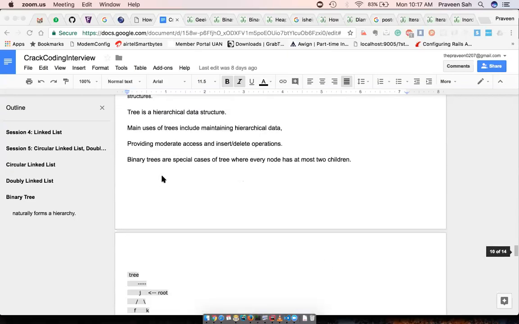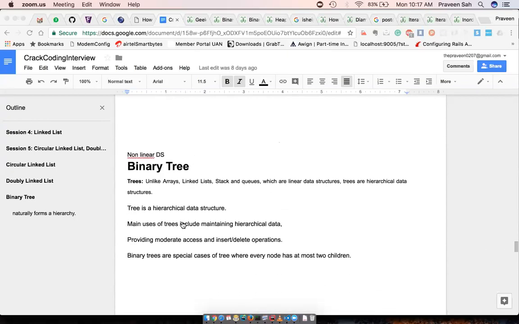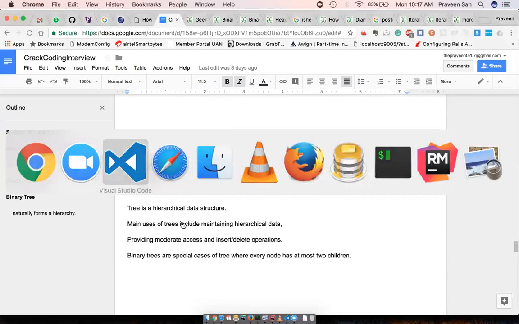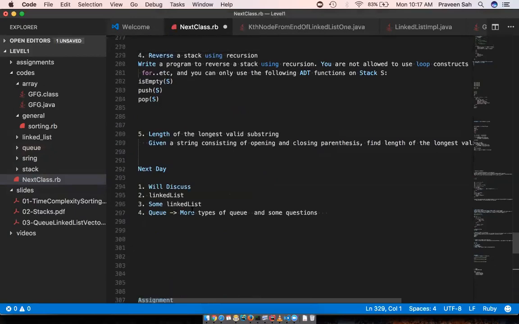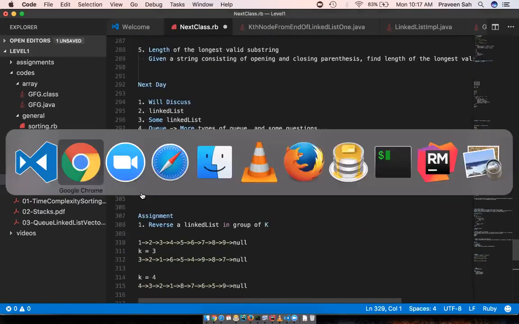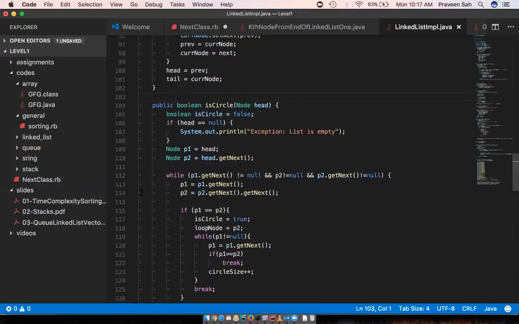Praveen, I did not get one of that, meaning this finding circle one. Okay. Then let's discuss that as well. I think Santosh has tried to write that code as well. Yes.